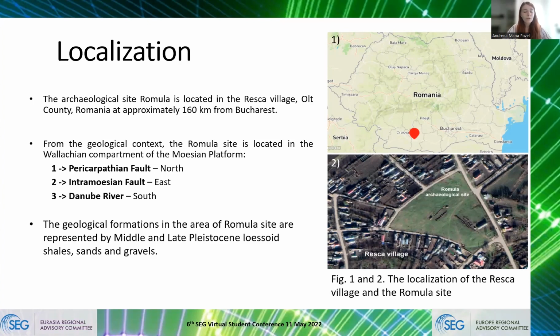Also, the geological formations from the Romula site are represented by the loess deposits, shells, sands, and gravels from middle and late Pleistocene. In the right side of the slide, you can see 2 maps which indicate the location of the Reșca village and the Romula archaeological site near the Reșca village.